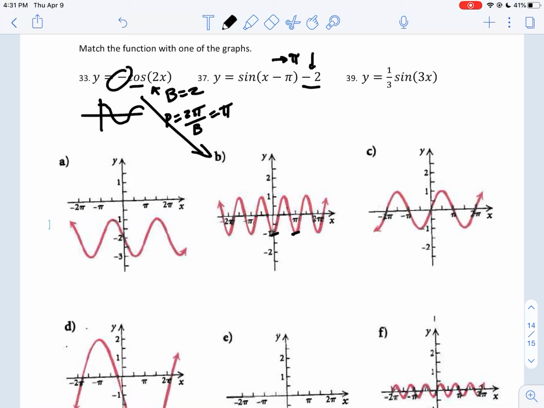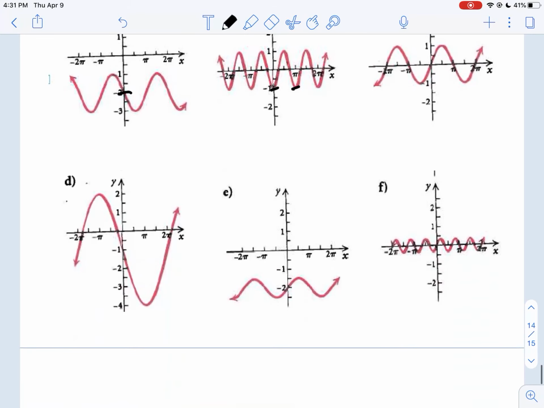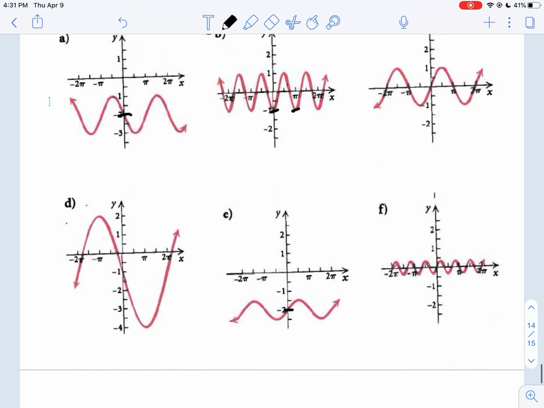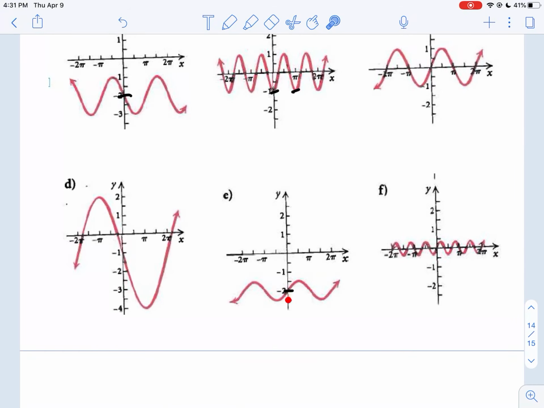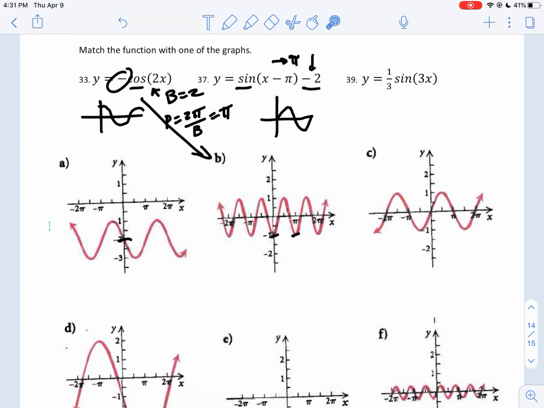All right, take a look at 37. I see it shifted down 2. I also see it shifted right pi units, and it's sine. So typically, sine starts at 0 and looks something like that for one period. But I'm looking for something that's shifted down 2. Now, this is shifted down 2, but this is also shifted down 2. I see the amplitude here is 1. The amplitude here is 1. The amplitude here is just a half, so that's making me think it's A. Is it the sine graph shifted right pi?